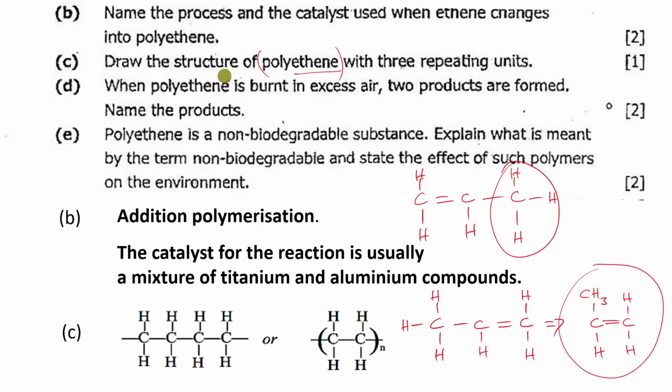Draw the structure of polythene with 3 repeating units. Units meaning we should have these repeating. This is 1 unit. Now we make them 3. So let me now answer it from here, because here there is already a wrong answer.